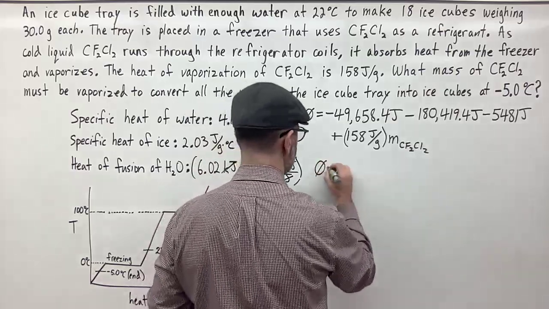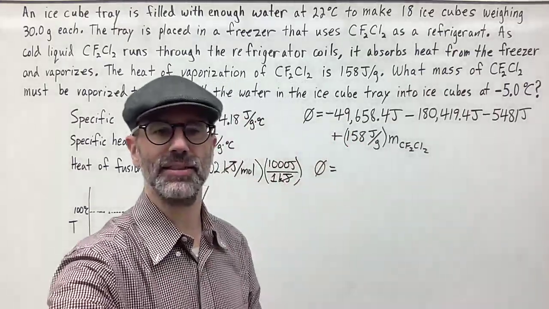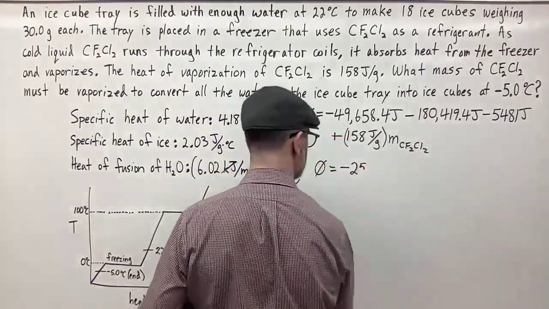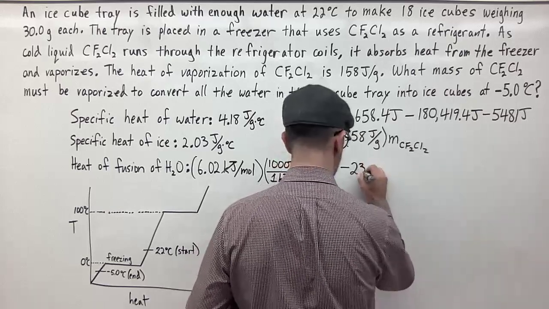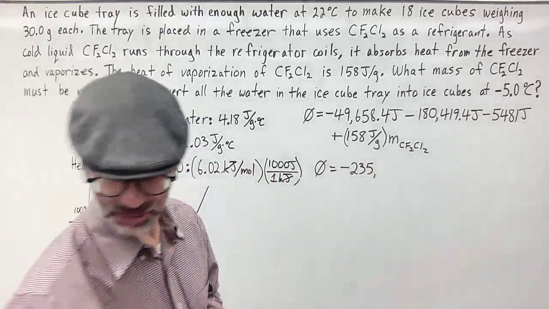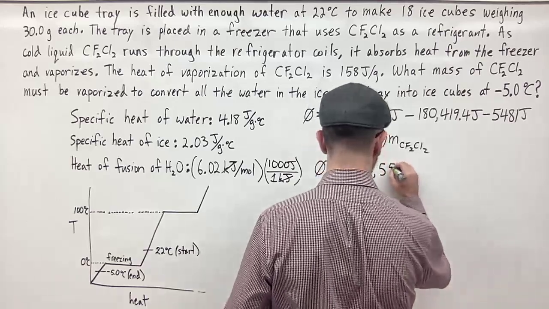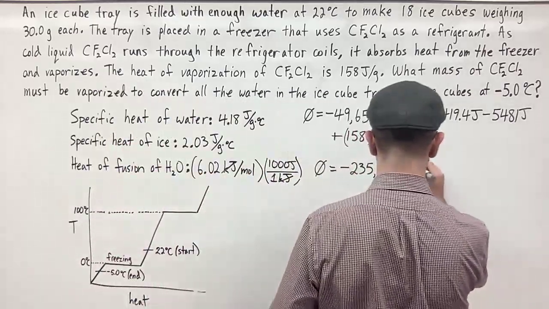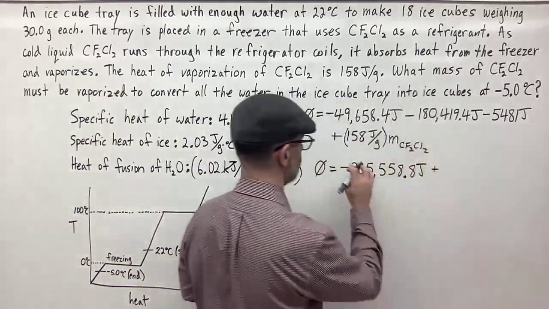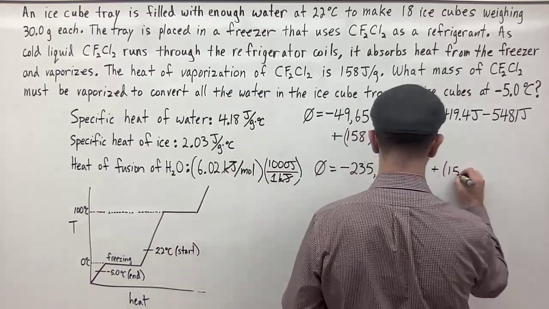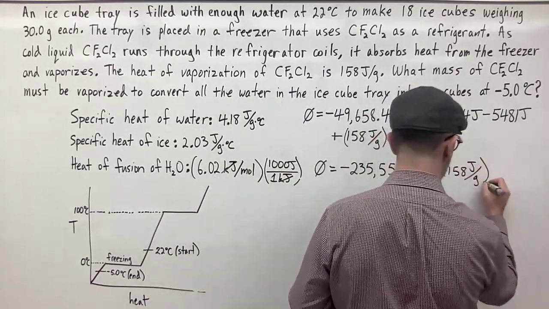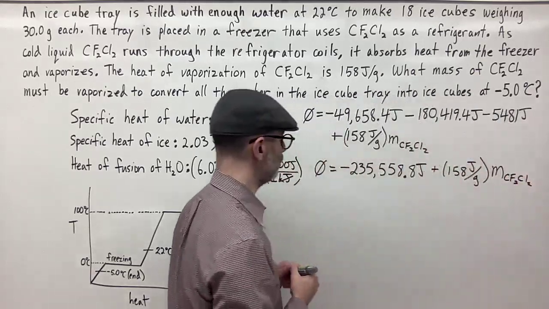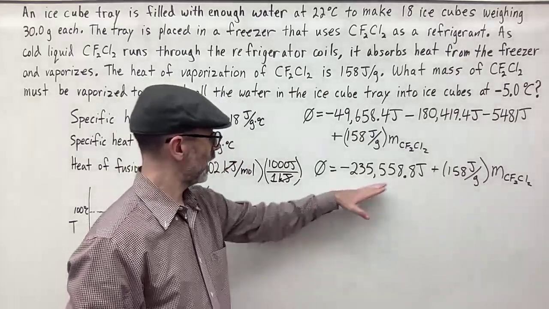Now all I have to do is add these three numbers together. So that's going to be 0 is equal to, when I add those two numbers, I get -235,558.8 joules plus this part here, 158 joules per gram times the mass of CF2Cl2.